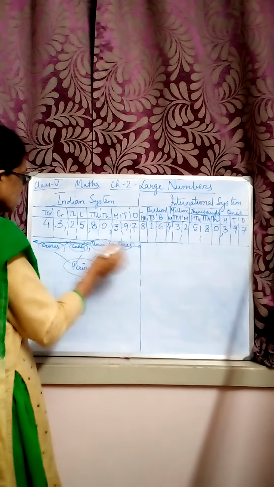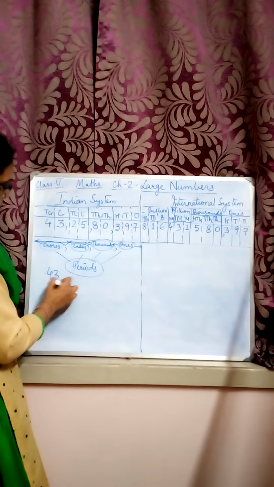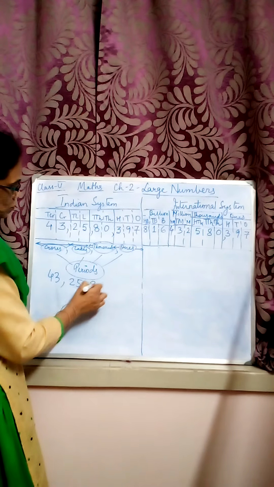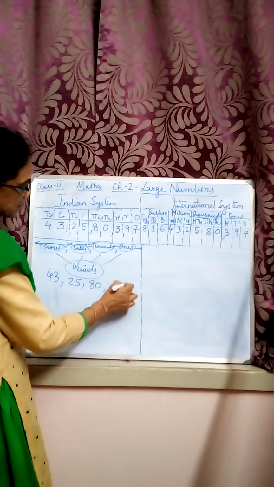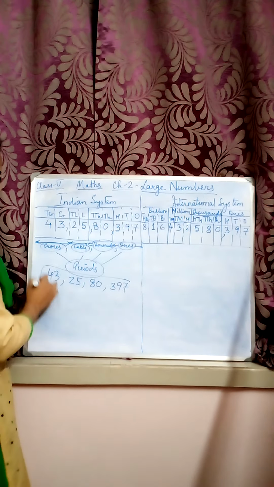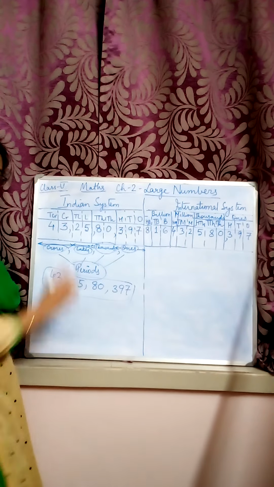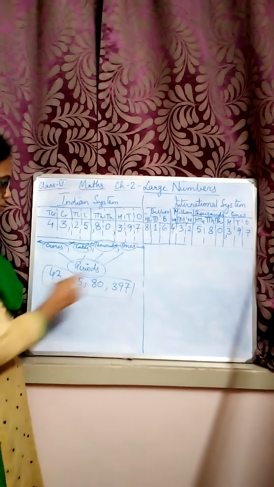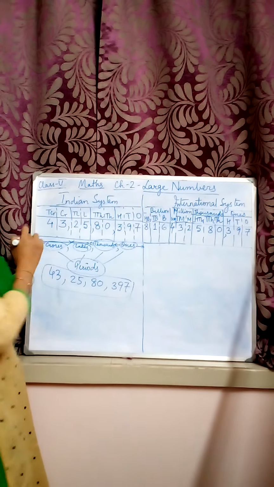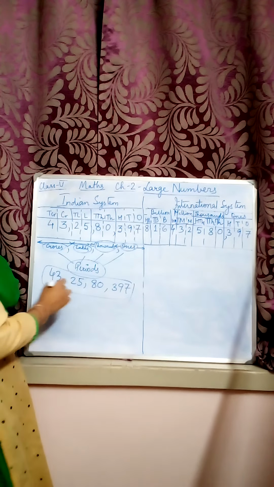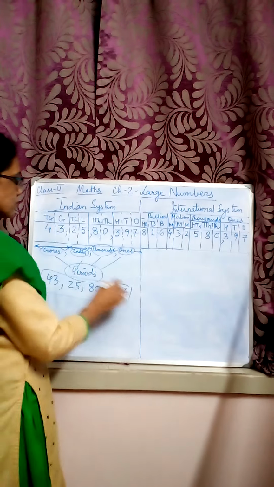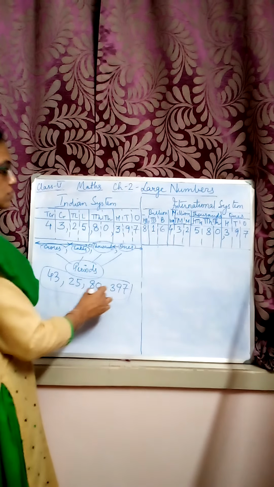So just seeing the commas, you will be able to identify that in the Indian system the commas are placed in this way according to the period. This is the first, second, third, fourth period. 4 periods are there: ones, tens, lakhs, crores.